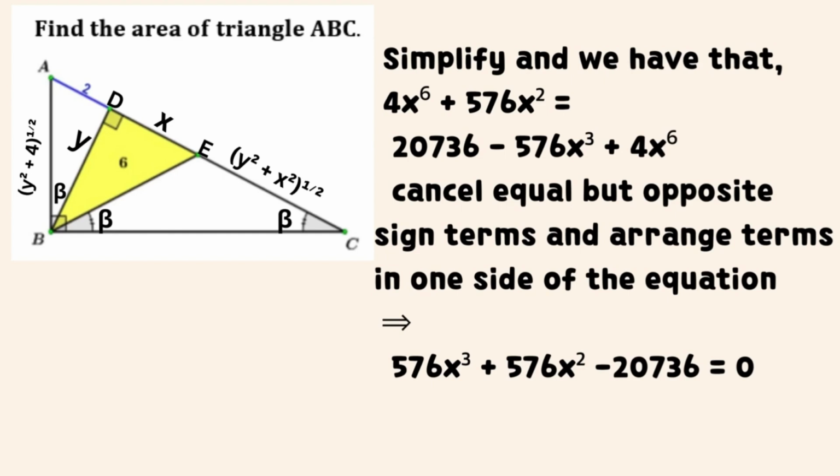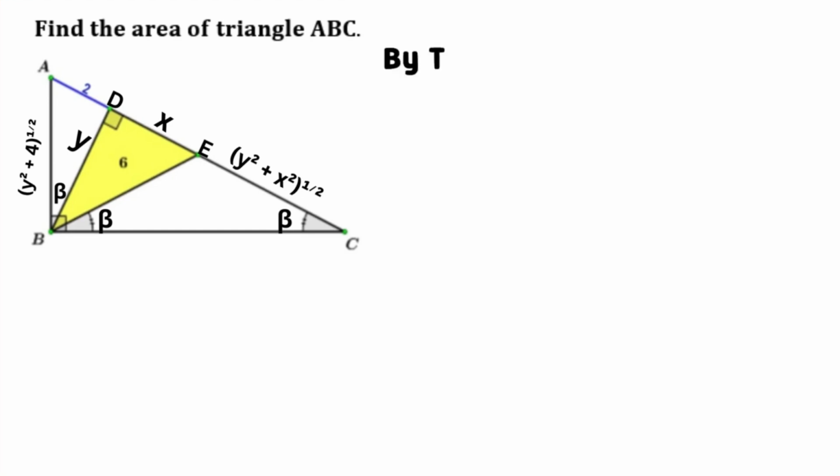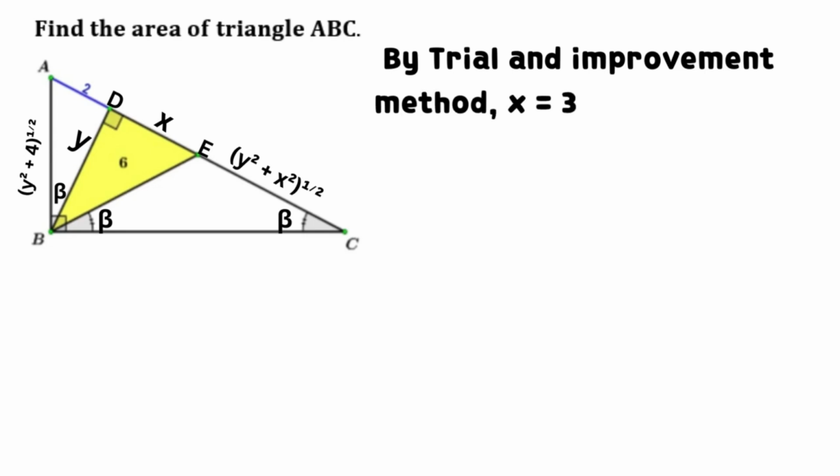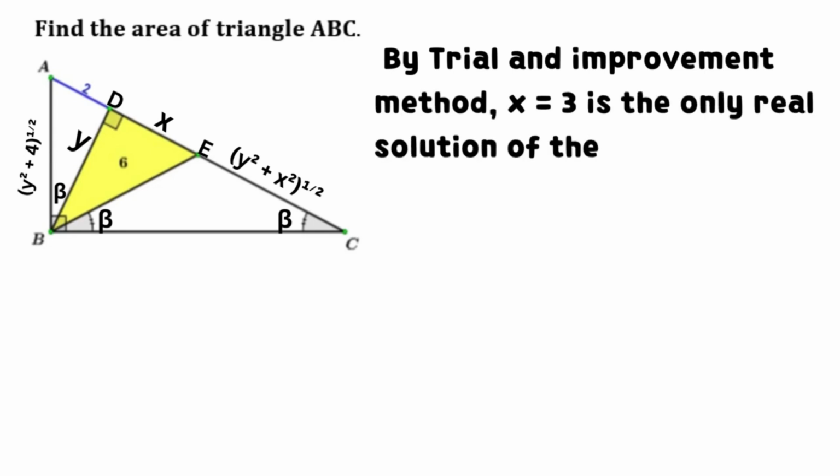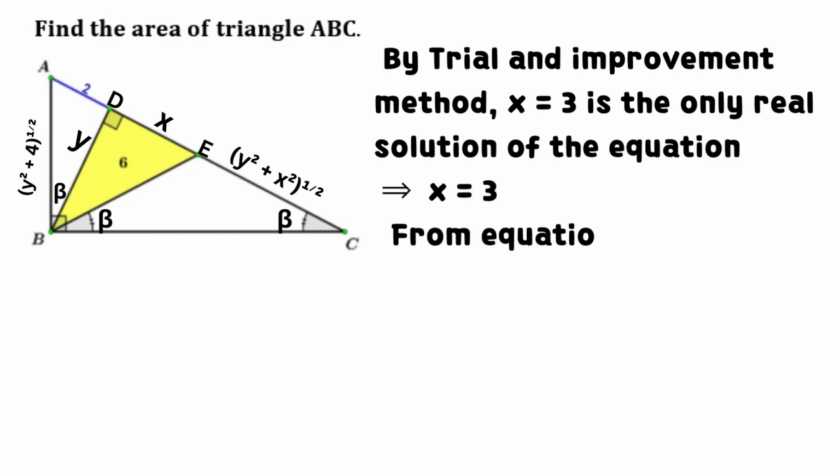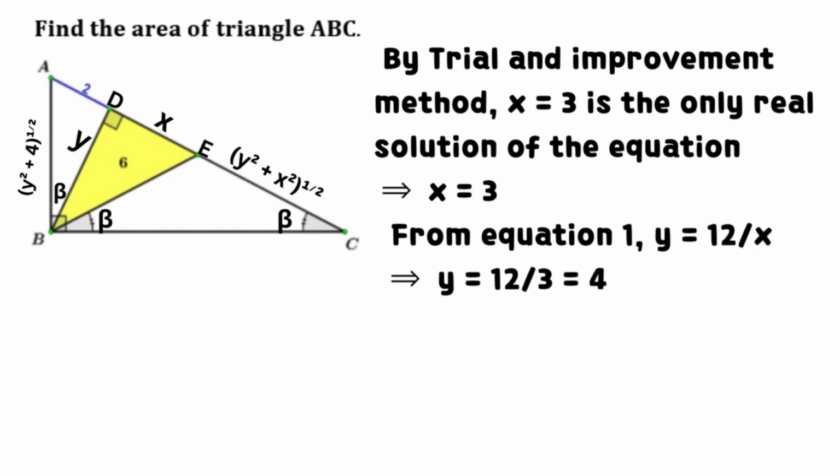It implies that the sum of 576 times the cube of x and 576 times the square of x minus 20,736 equals 0. By trial and improvement method, x equals 3 is the only real solution of the equation. It implies that x equals 3.